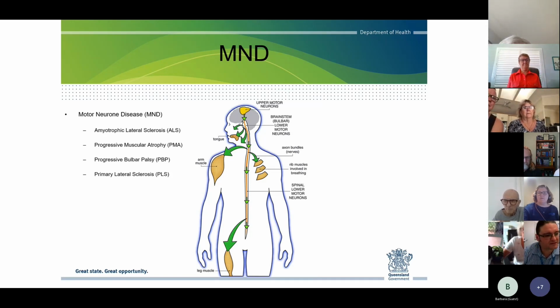The one down the bottom is primary lateral sclerosis. That's the rarest one of all, probably the one that everyone wants, because your lifespan is basically the same as someone without the disease, but it does affect your upper motor neurons in the brain. So it definitely affects you, but it won't kill you. But the top 3 is mainly what I deal with.